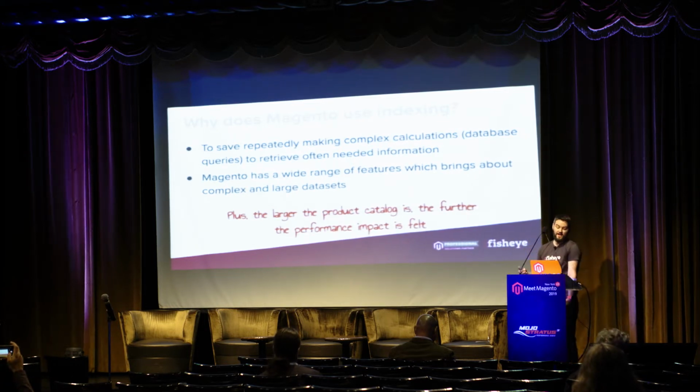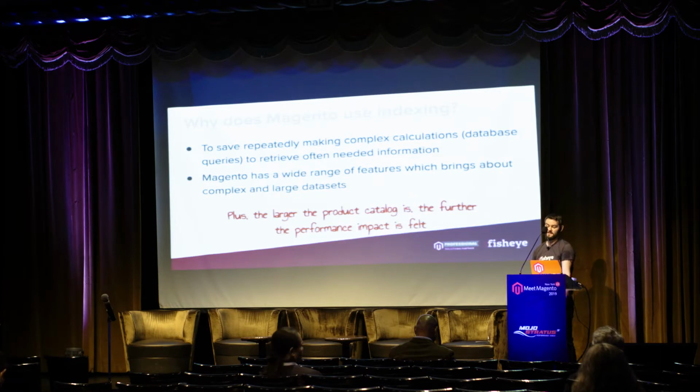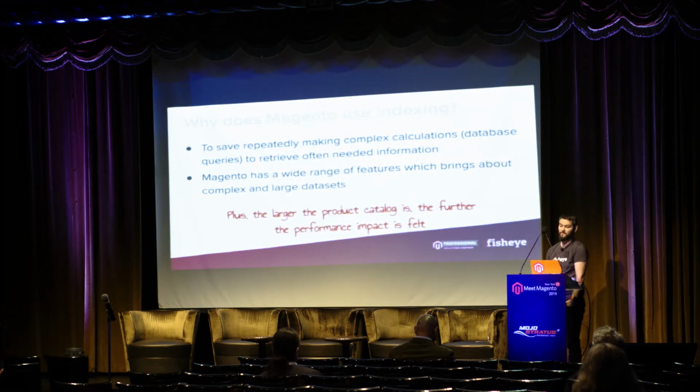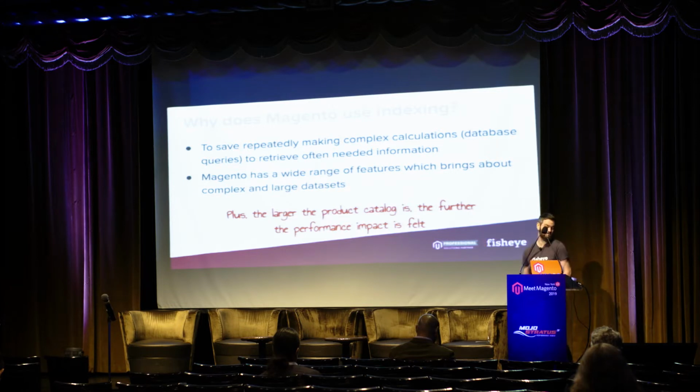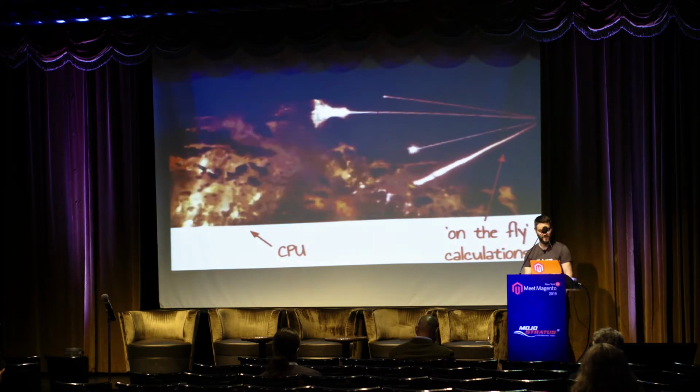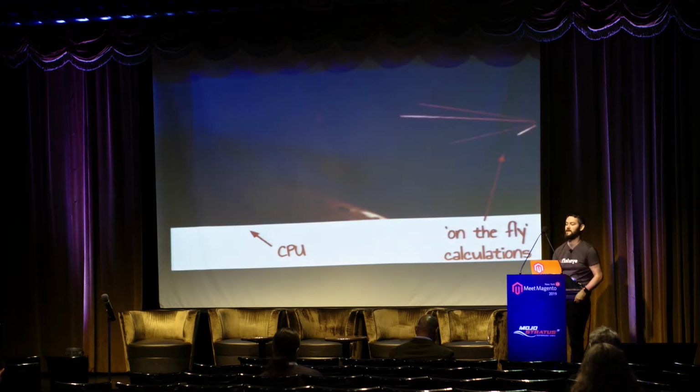So why does Magento use indexing? Essentially, again, as with caching yesterday, there's a large feature set with lots of different types of data. If we query raw data in that form, it takes a long time and it's not good for performance, so data is indexed into smaller, more readable chunks. Without indexing, your store suffers in performance because we have to make what we would call on-the-fly calculations all the time.